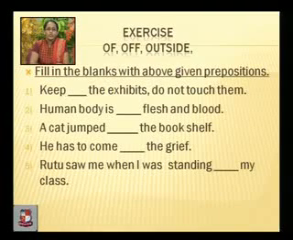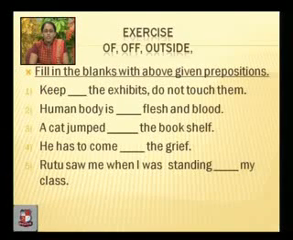Keep off the exhibits. Do not touch them. Human body is made of flesh and blood. A cat jumped off the bookshelf. He has to come outside the grief. Ritu saw me when I was standing outside my class. So these are the three prepositions in the first sentence.